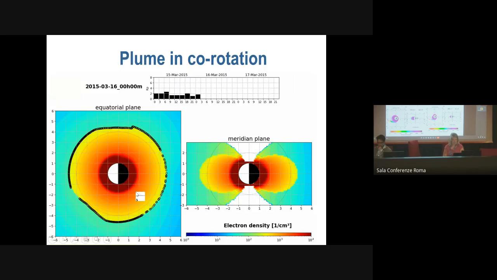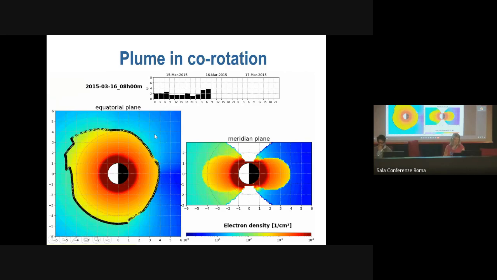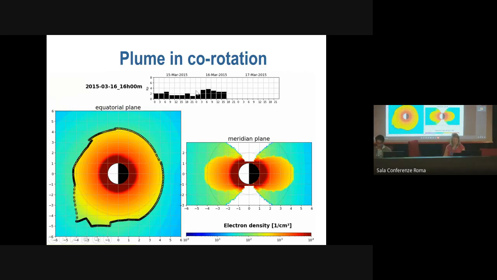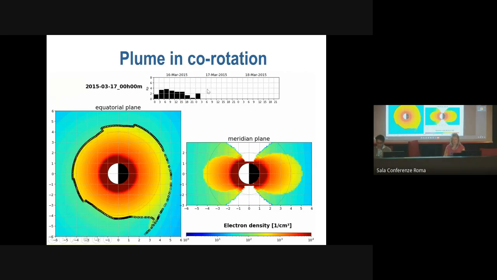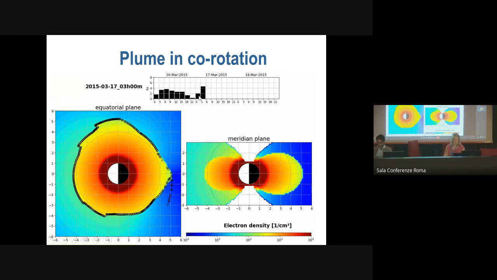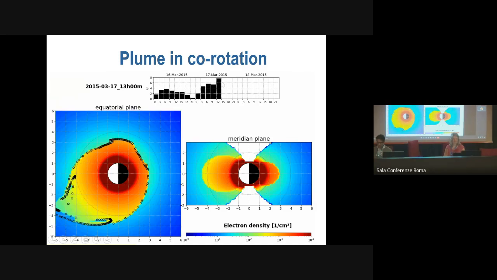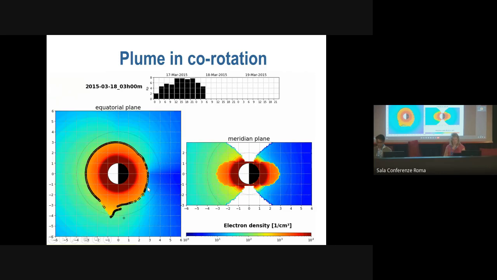So here you can see a formation of a plume. A small plume appears when the increase of Kp is not very high. It appears also for substorms. You don't need very high events, but when you have high events, like here, for instance, in 2015, you have then a plume, well visible, that corotates with the Earth.